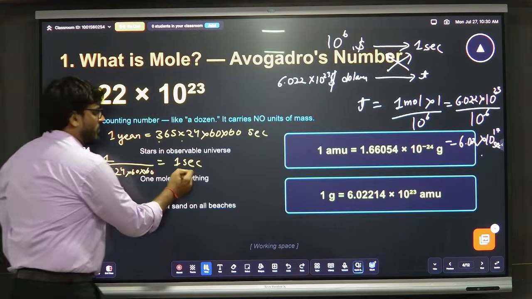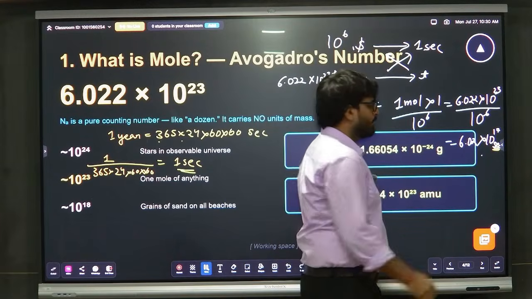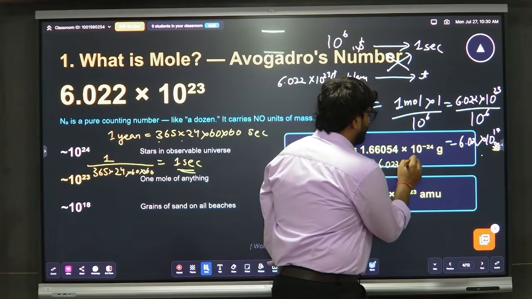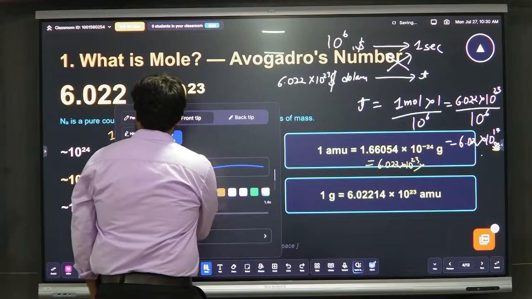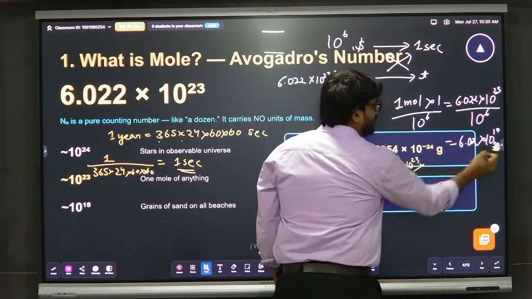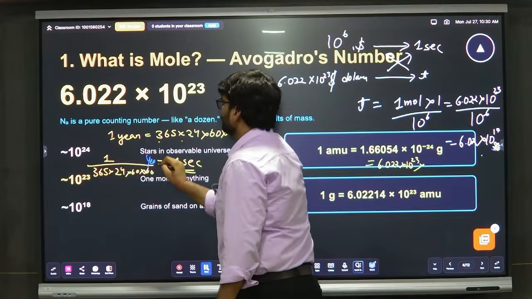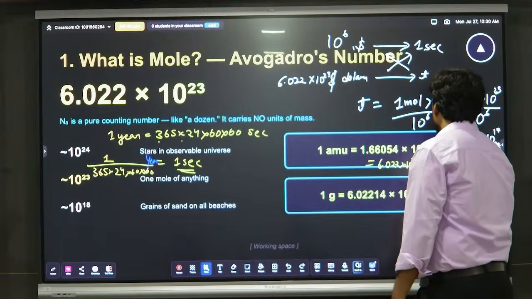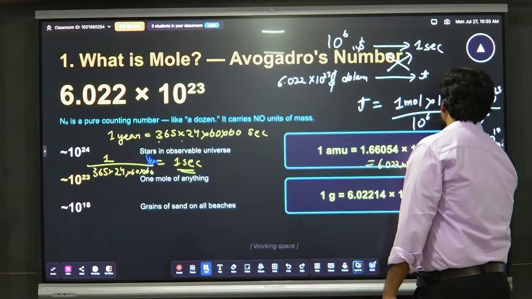So I got the value for 1 second. I just have to replace it with this 1 second, right? So what will I do? 6.022 into 10 to the power 23 multiplied by, because 1 second is what? This many years, right? Sorry if it is not visible, but I guess you can write in your notebooks. 1 by 365 into 24 into 60 into 60.